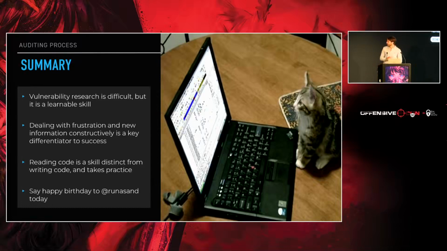And lastly, I wanted to say reading is a skill distinct from writing code, and it takes a lot of practice. Most people that write code think that they're automatically good at reading other people's code, and that's not really the case. So you actually have to commit effort to becoming good at reading code and learning about what to look for that has potential security consequences.